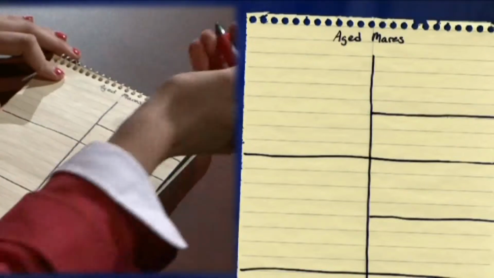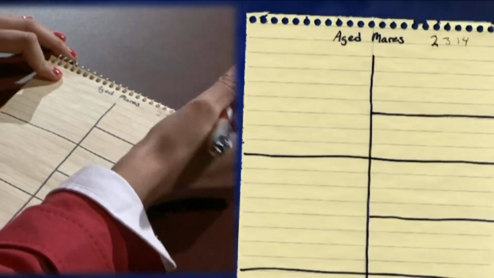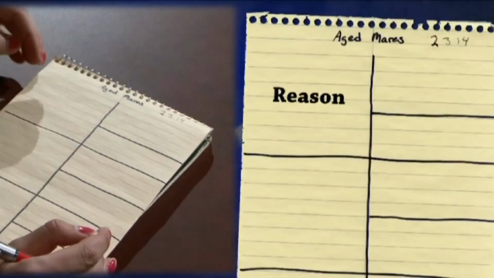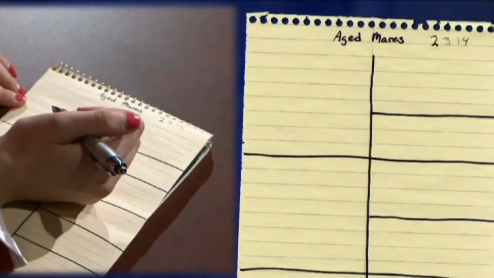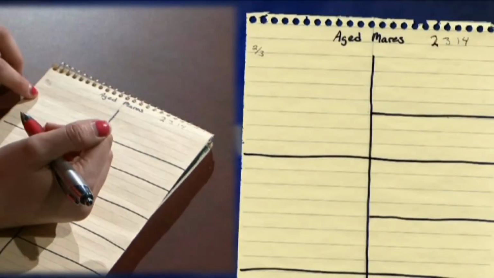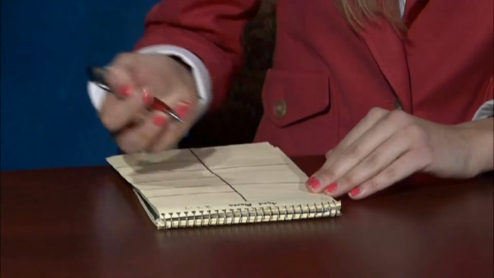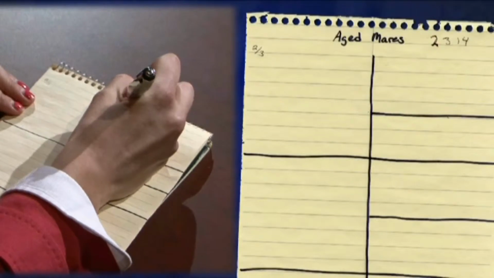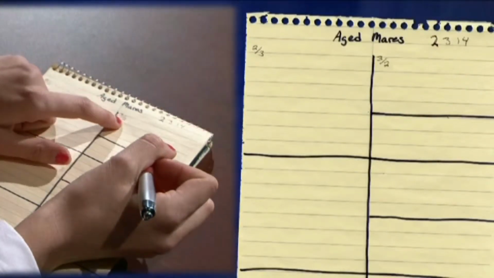So this class was placed 2, 3, 1, 4. So you should write your placing at the top of the page. And then how we set up this reasons format is we use a reason, grant, fault format. So in this big box on the left is the reasons that 2 beats 3. So here we're going to be writing good things about horse number 2. Then in this box are our grants, or our good things about 3 over 2.